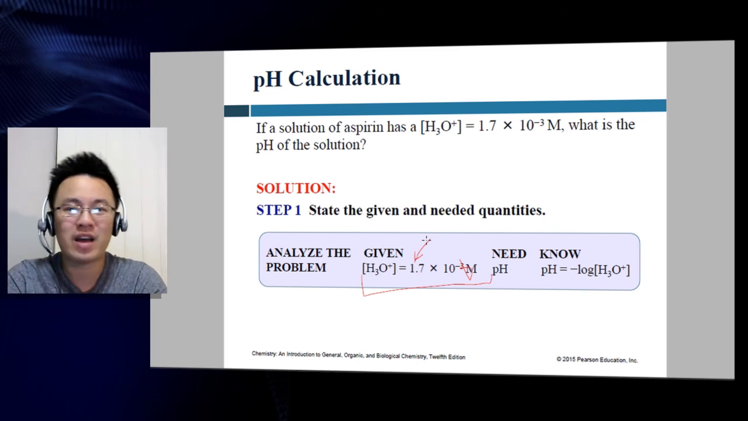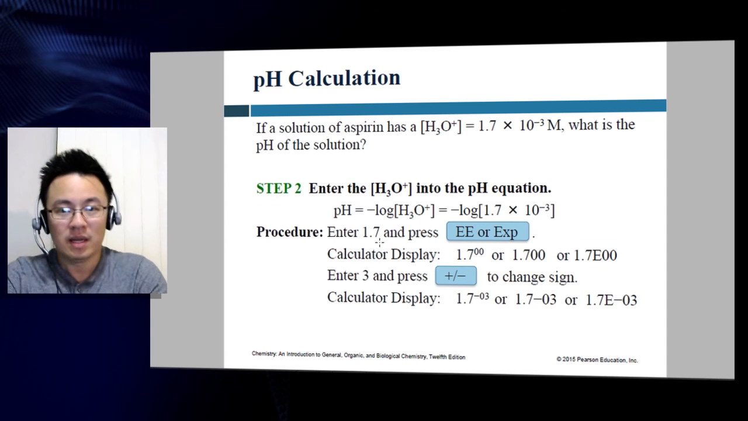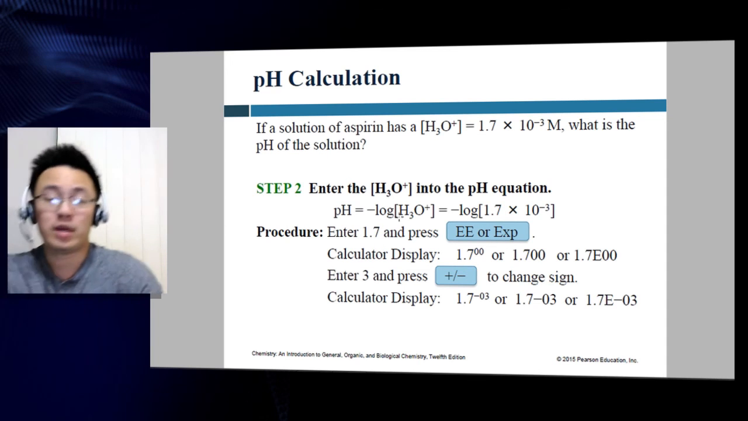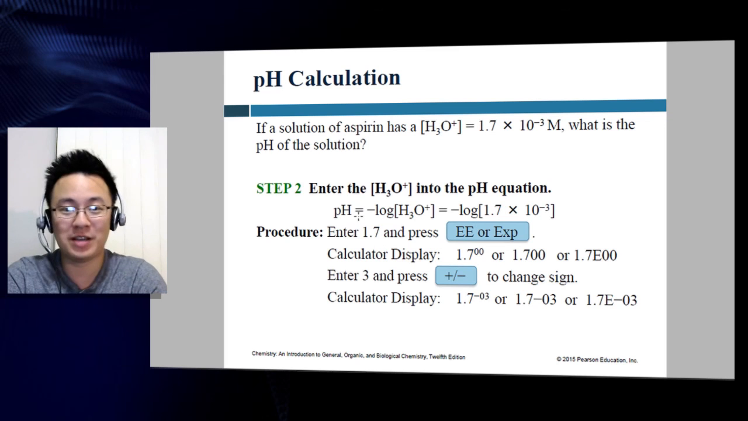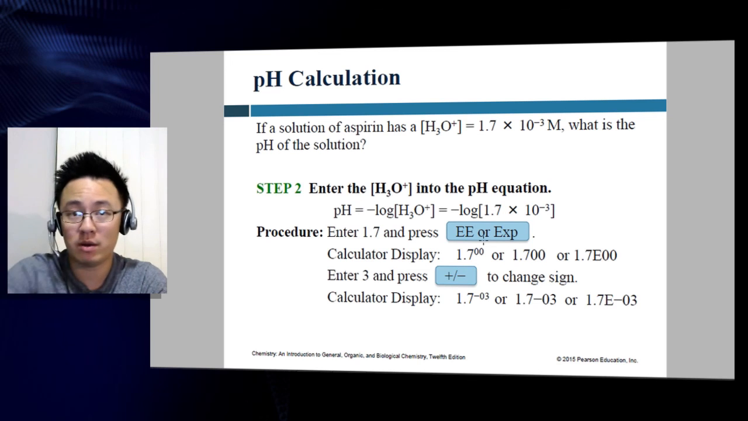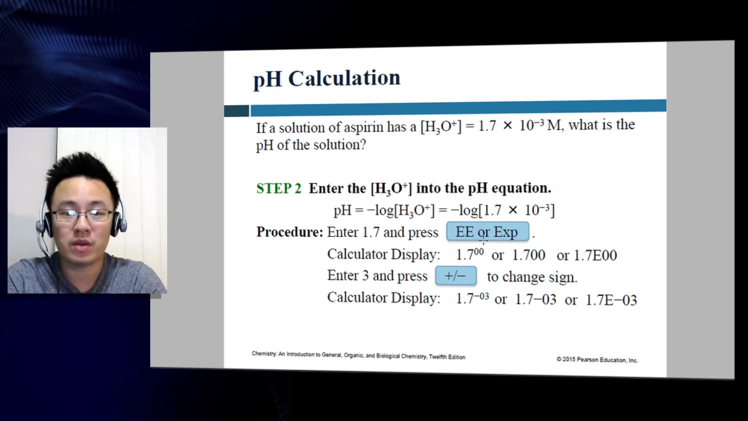But we have a different value, so we can't do that anymore. But we do have an equation: pH is equal to the negative log of the hydrogen ion concentration in solution. Go ahead and plug that into your calculator. pH here is equal to negative log of 1.7 times 10 to the negative 3. Once you plug that into a calculator, you're definitely going to get something else here, 1.7 times 10 to the negative 3.